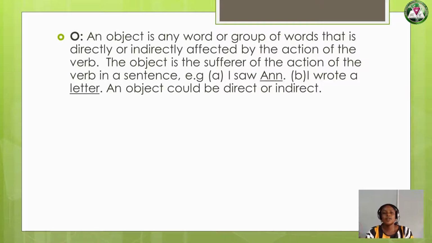All right, so we're moving over to the object. We've discussed subject, we've discussed verb, we've also discussed the complement. Now we have the object of the sentence. Now, what is the object of the sentence? I don't know how many of you can still remember what we mean by the object of a sentence.